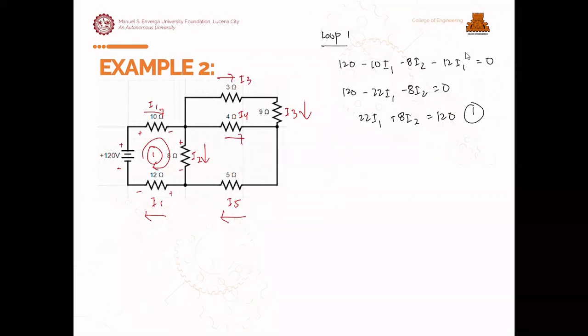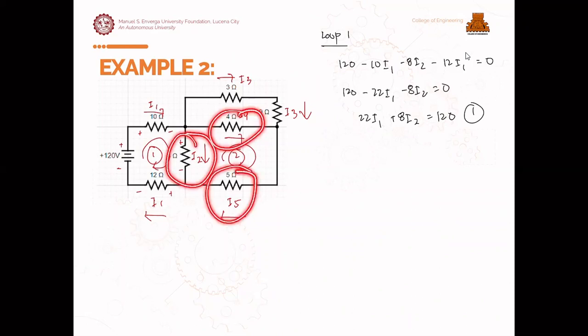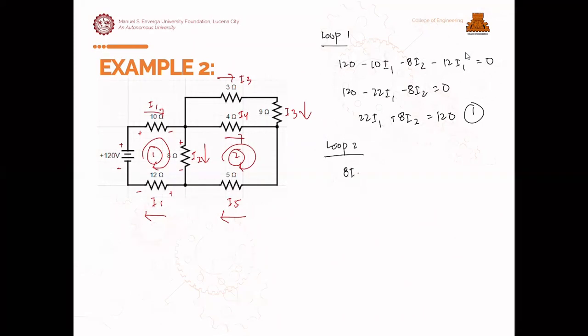Then our equation number 2 depends on the loop. So let's make this our loop number 2. How many components does it have? Just these three. So in loop 2, we have towards positive, so 8I2. Then here it will be positive, negative, positive, negative. So towards negative minus 4I4 minus 5I5 is equal to 0.